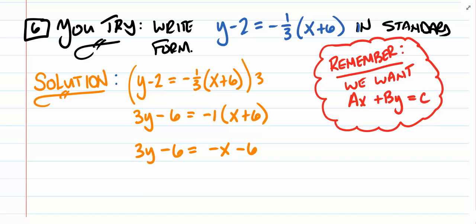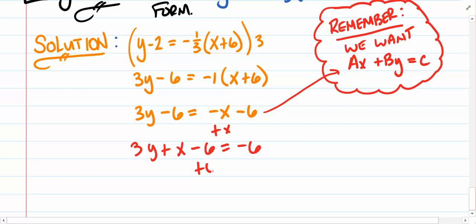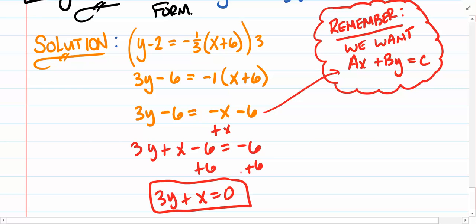So remember, we're trying to get the form of Ax plus By equals C. And so far I have 3y minus 6 equals negative x minus 6. So I'm trying to make this look like that. That's the whole point here. So what do I need to do? I need to bring the x to the other side. So I would add x to both sides, okay? So I get 3y plus x minus 6 equals negative 6. And then I need to get the C value on the right-hand side. So I would then add 6 to both sides. And I would get this: 3y plus x is equal to 0. Now it's written in standard form.